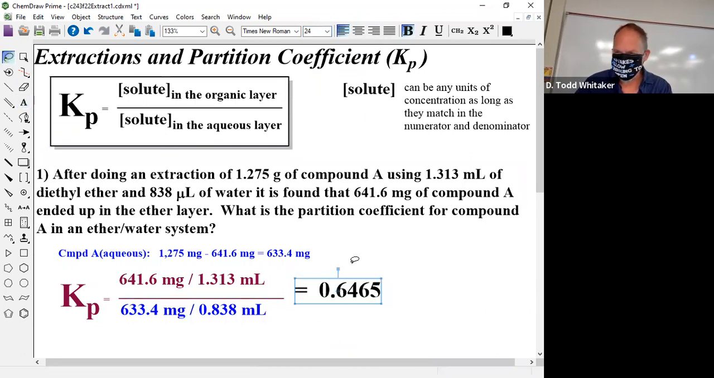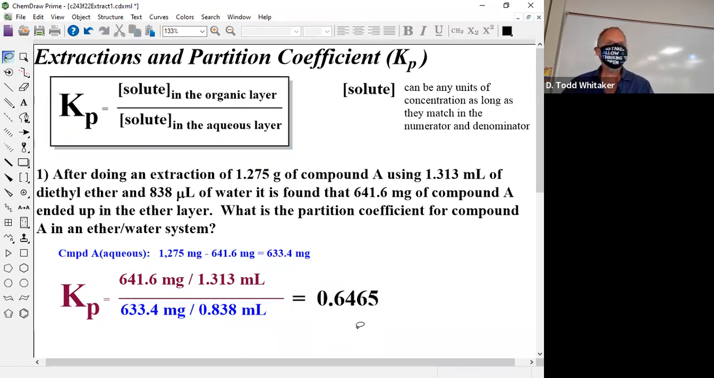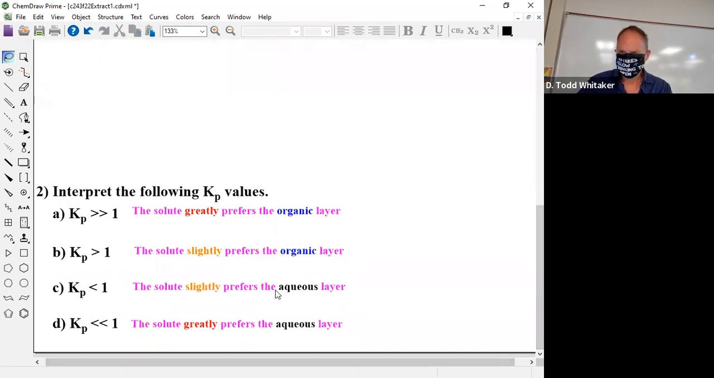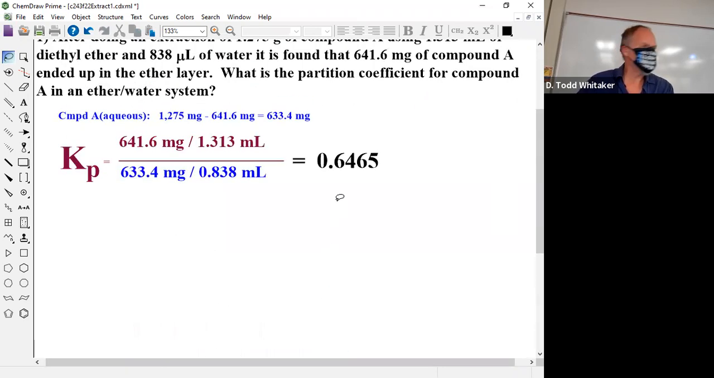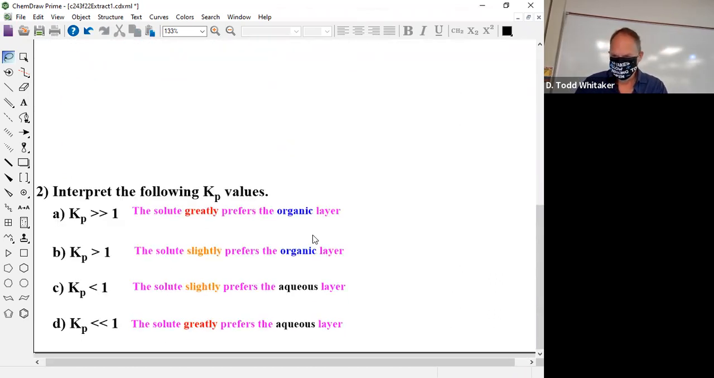So which category of K do we have here? Give me an interpretation. Yeah, it slightly prefers the aqueous layer. Now, if it was really tiny, like 0.06, right? Then we'd be saying it greatly prefers the aqueous layer.